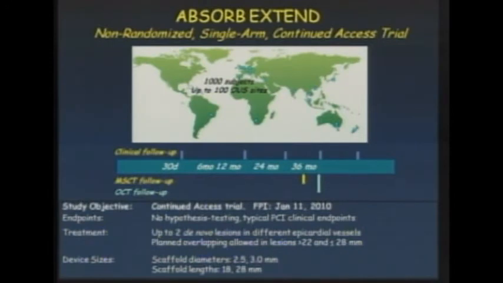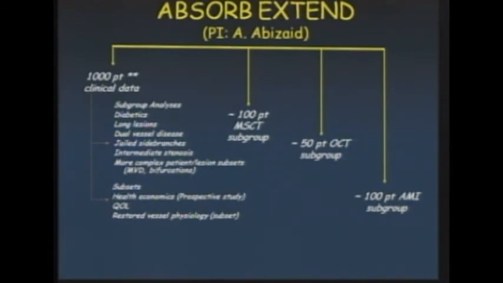One of the PIs is Dr. Abizaid, who is here with us. The beauty of this study is that some subsets of patients will be evaluated with MSCT and with OCT. About 100 patients will be treated with this device in the setting of acute MI. For this specific case, there is a subset treated with 2 stents with overlapping, because we are very interested in what happened at the overlapping segment.